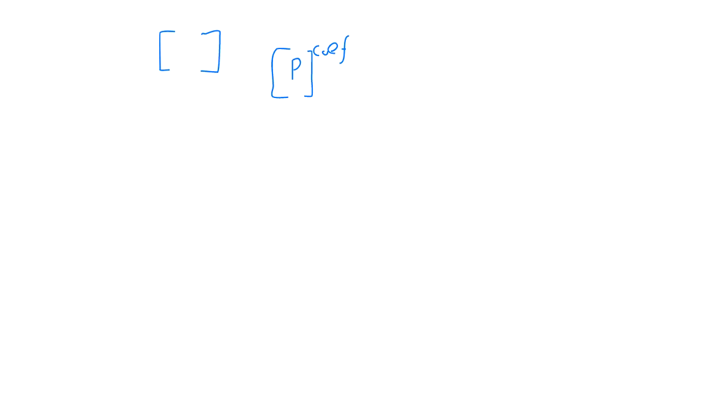Coefficient. What is this coefficient? Coefficient means just like 1A plus 3B gives you 4C plus 2D. Suppose you have this type of reaction.